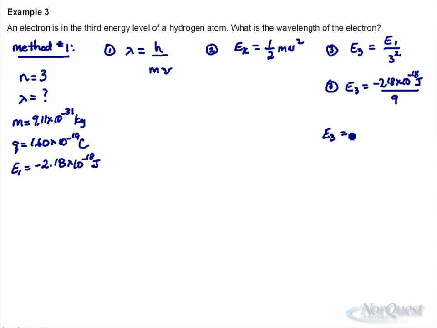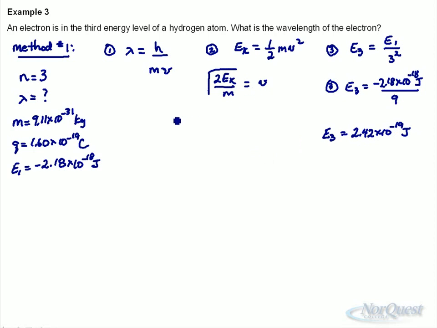is negative 2.18 times 10 to the exponent negative 18 divided by 9, which gives us an energy of negative 2.42 times 10 to the negative 19 joules. That's the energy of the electron. So going to formula 2, the square root of 2 times the kinetic energy divided by mass. You're probably quite familiar with manipulating that formula now.